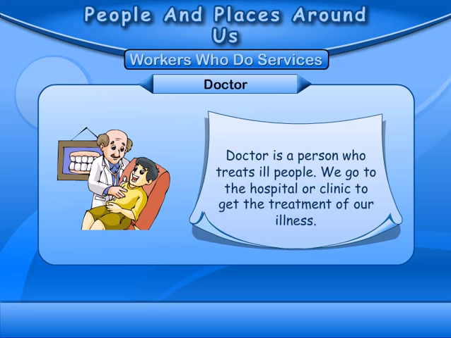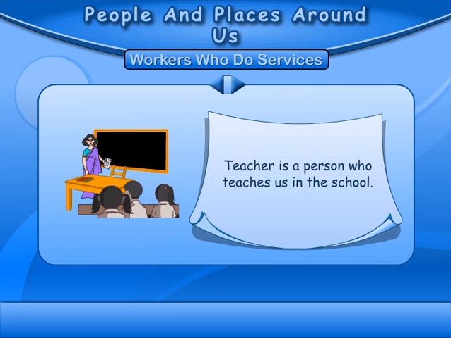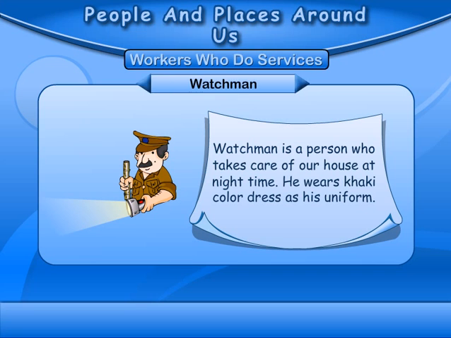Doctor is a person who treats ill people. We go to the hospital or clinic to get treatment for our illness. Sweepers are the people who do the cleaning job around your house and school. Teacher is a person who teaches us in the school. Watchman is a person who takes care of our house at night time. He wears a khaki colored dress as his uniform.